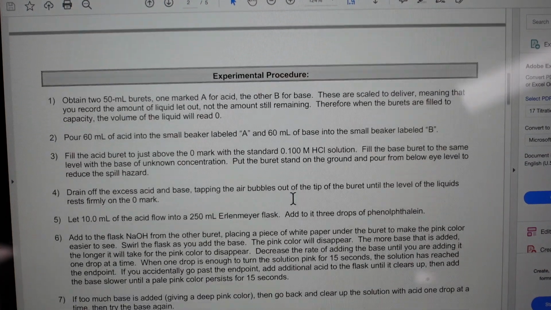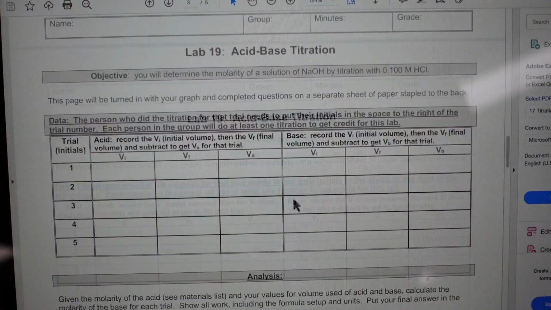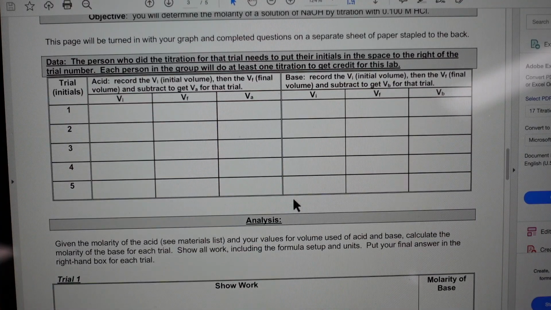Now, what we're going to do is, using a burette, we are going to titrate the acid and base. We're going to do 4 trials. For the first trial, we'll record the starting volume of the acid and the final volume of the acid after the endpoint has been reached, and the starting volume of the base and the final volume of the base. And you will simply subtract to get the volume of acid used during that trial and the volume of base used during that trial.